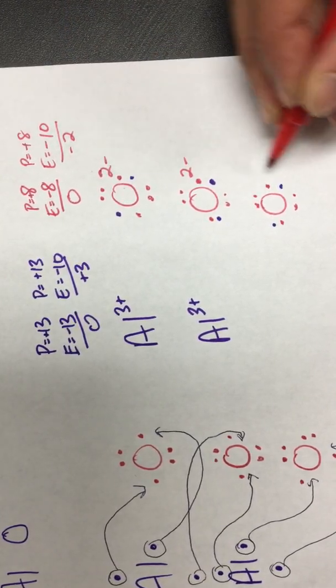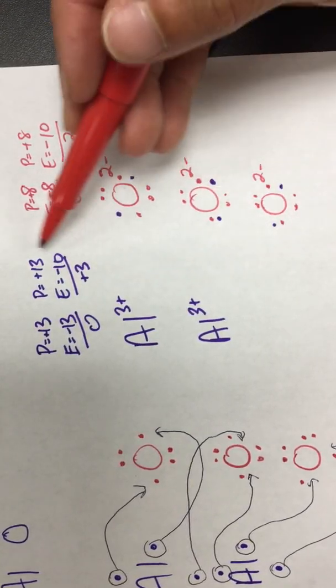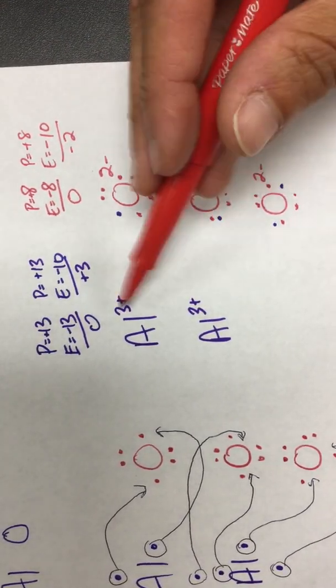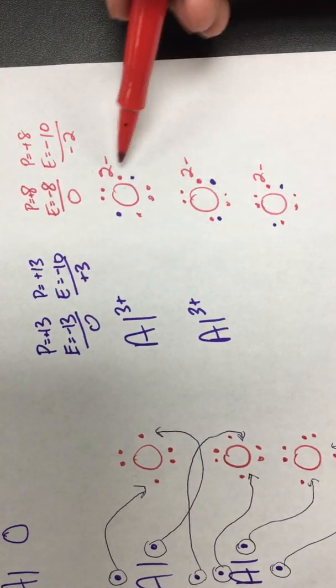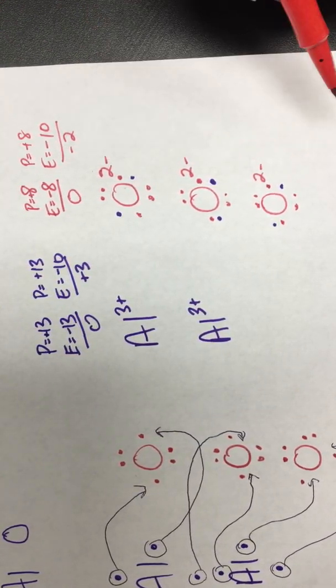I also like to write it with the sign behind, because here I'm saying that there's 3 more positives than negatives. So I lost 3, and that makes it positive. And then here I'm saying that there's 2 more negatives, which makes it negative.